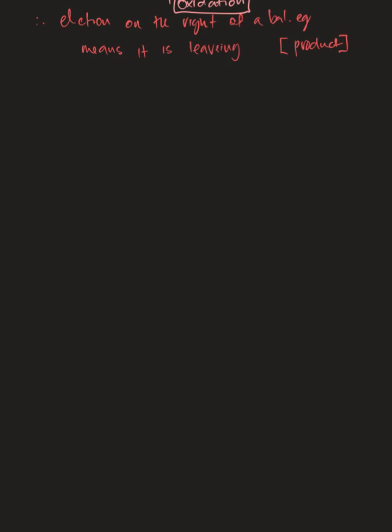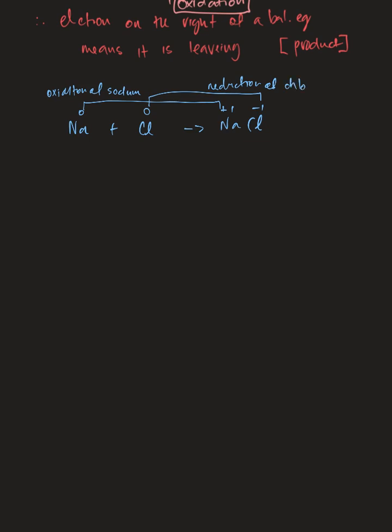Right, so we know now that in my formula, I've got 0 and 0 there. This is plus 1. This is negative 1. So when I connect it like this, I know that I've got the oxidation of sodium, and I've got the reduction of chlorine. Have a look at where I'm writing these oxidation numbers. I make sure that I write these oxidation numbers at the top.